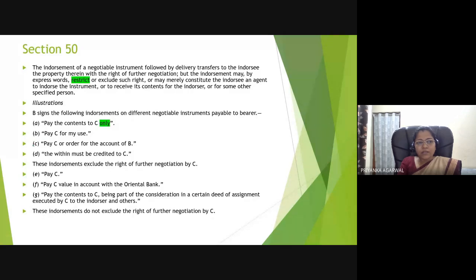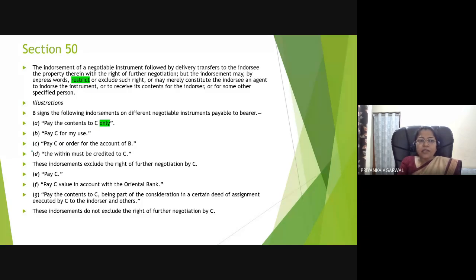Okay. "Pay C or order for the account of B." See, here it is saying "or order for the account of B". If it is mentioned "pay C or to his order", that means C has further right to endorse it. But here it is mentioned "for the account of B", which means B can endorse it, not C. So C has only the right to receive the amount.